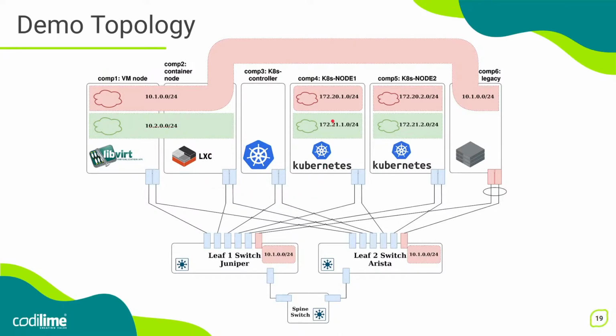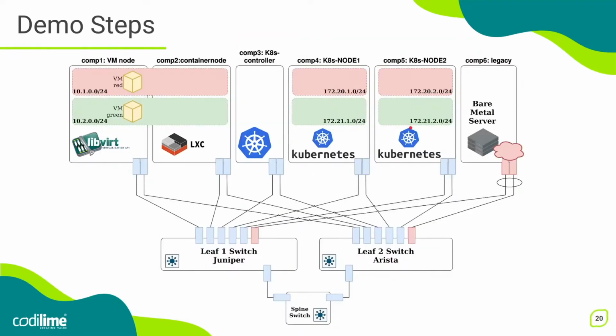On the Kubernetes, we decided to go with the simpler configuration. Each node on the Kubernetes has assigned a different /24 prefix for each node, also for each VRF. Okay, so let's take a look at how it will work in practice.